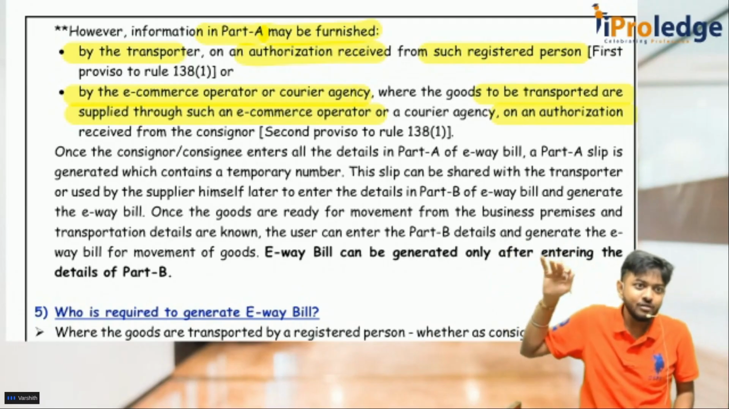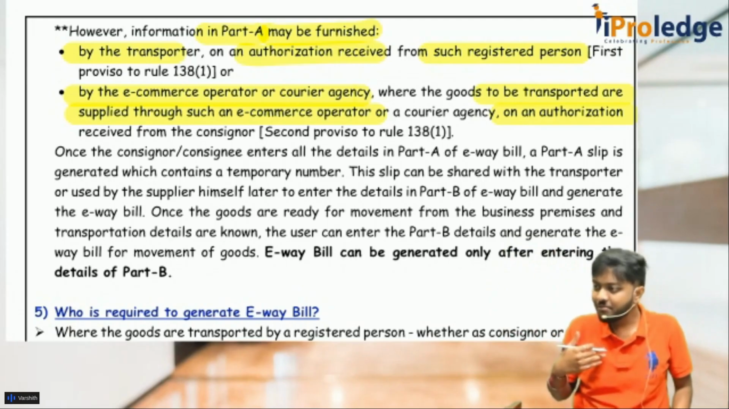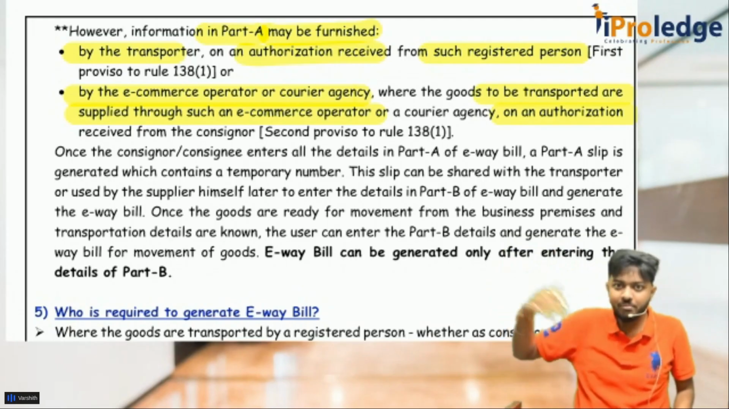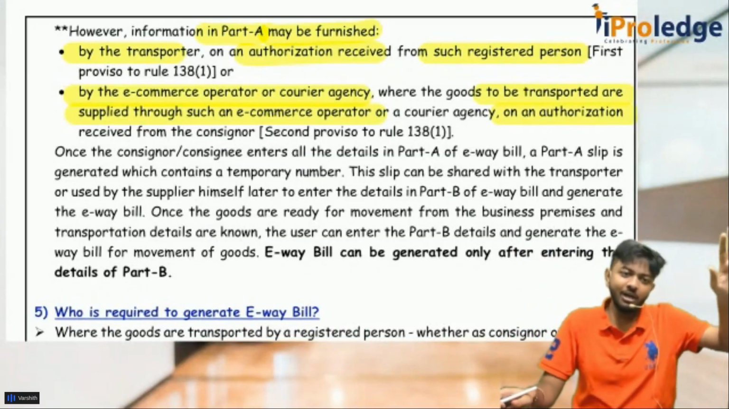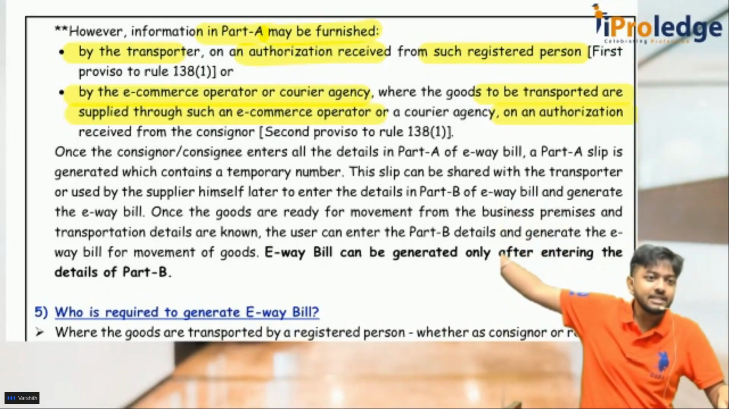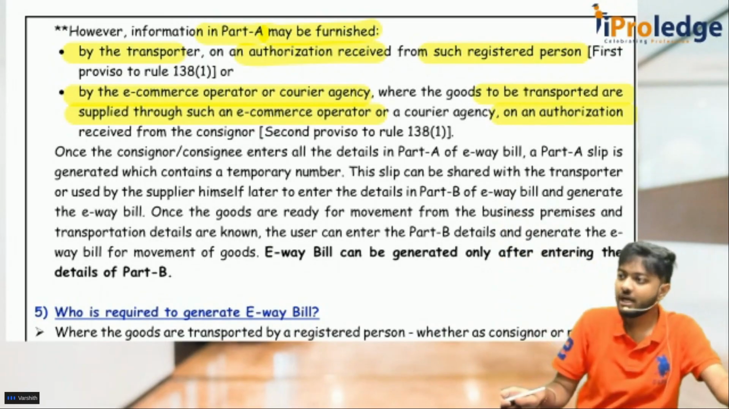Flipkart, no. What will Flipkart do? It will receive an authorization from the supplier. Hey, on behalf of you, we will generate the e-way bill. If that authorization is received from the supplier, then e-commerce and courier agency people can generate the e-way bill on behalf of that supplier. Okay, part A I'm talking about. Part A can be generated. Clear?